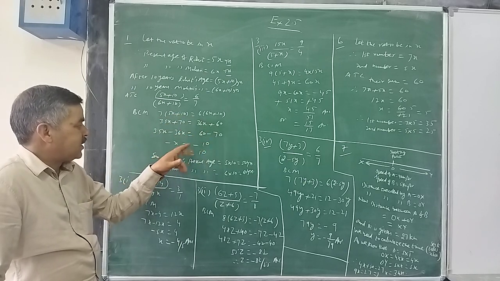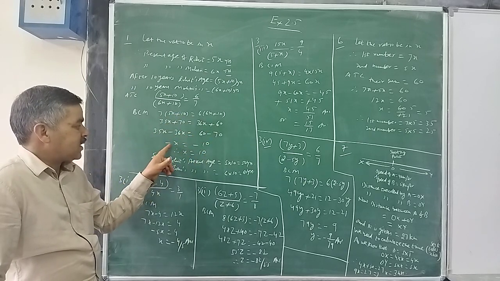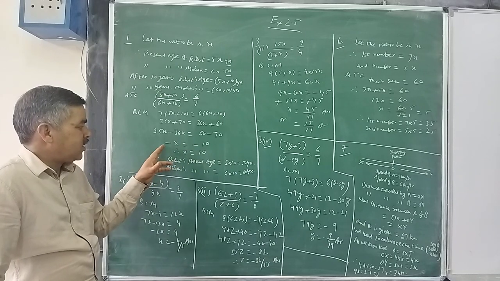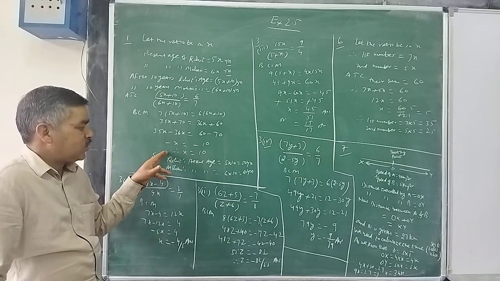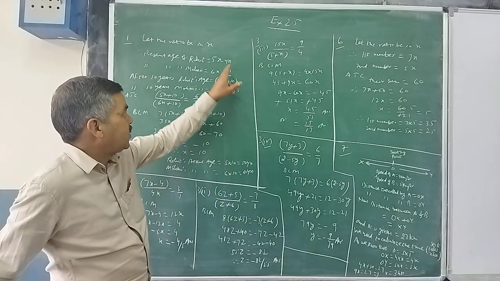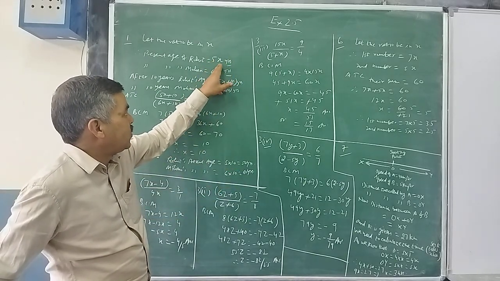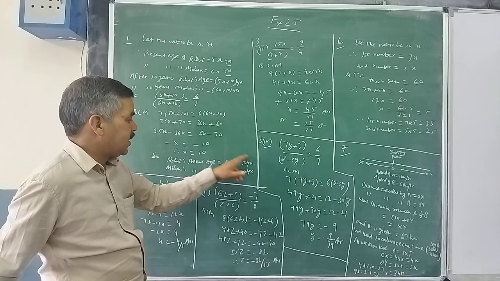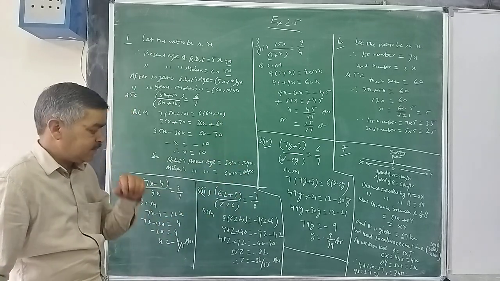So you write that is equal to 6 upon 7 and then do the cross multiplication to calculate the value of x. Somewhere you will be reaching minus x equal to minus 10, and then cancel the minus sign from both the sides. You will be getting x is equal to 10. You can put that back to write the present ages, 5 into 10 and 6 into 10. So we are getting the answer 50 and 60.